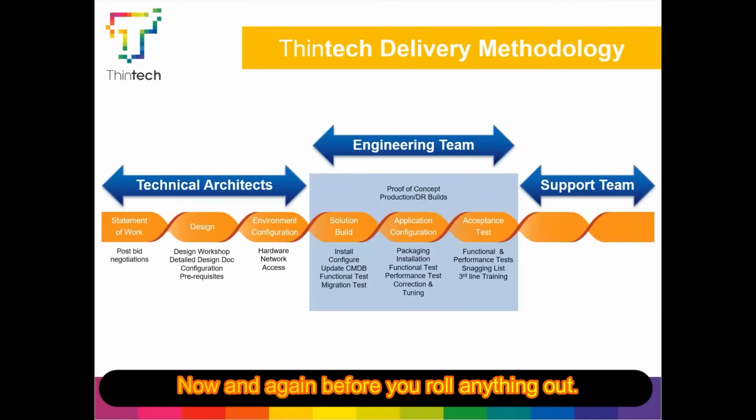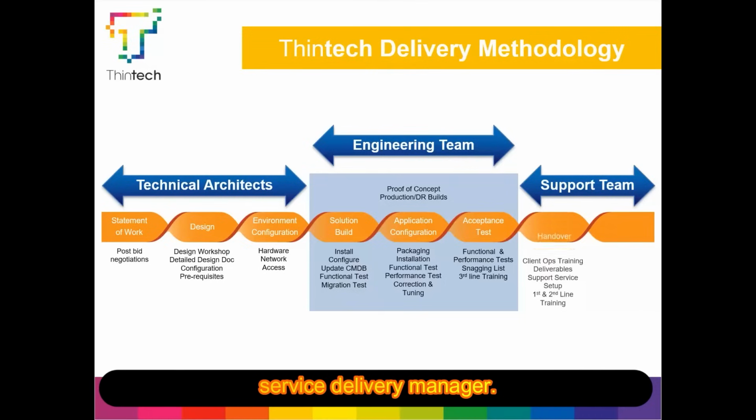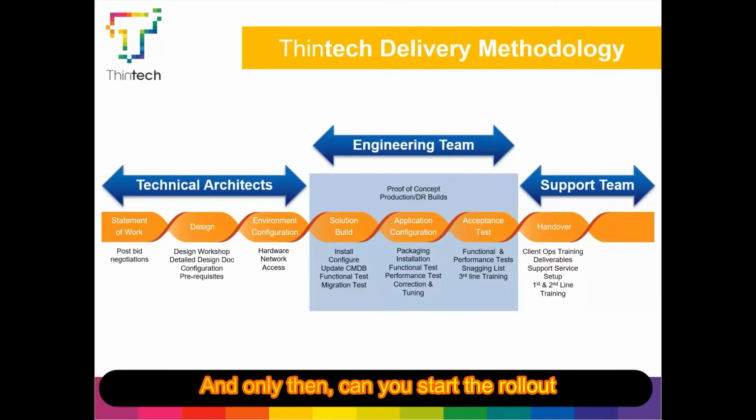Now, and again, before you roll anything out, it's essential that your third line support team have been trained up with all the necessary skills to be able to support the environment that you're about to deploy. Okay, so they know how to support it on a day-to-day basis, including maintenance, packaging, and everything. That's one of the engineer's responsibility. So what the engineer does, he bundles everything up. So he bundles up the low-level design, training manuals, operations manuals, the configuration management database, and hands those over to the service delivery manager.